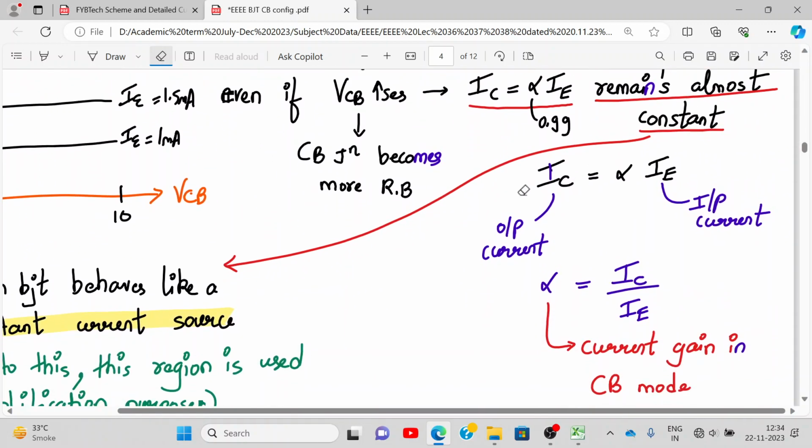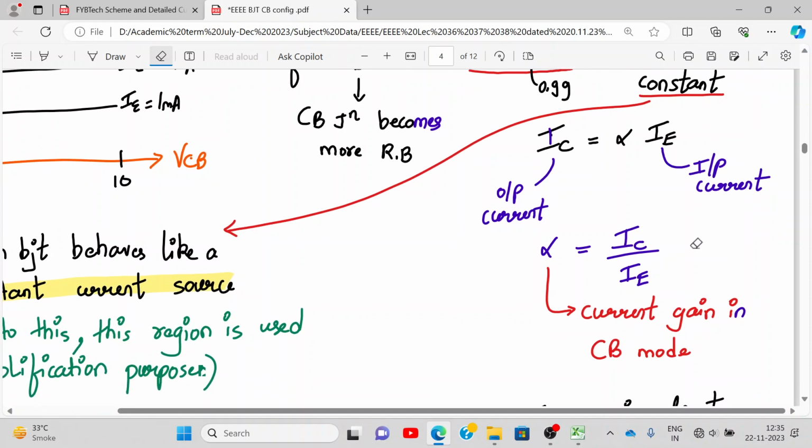All right. And over here, output current is IC and input current is IE. So alpha, I told you, I give you the name for the alpha. Alpha is called the current gain in common base mode. So please note down this expression. Alpha is IC upon IE.